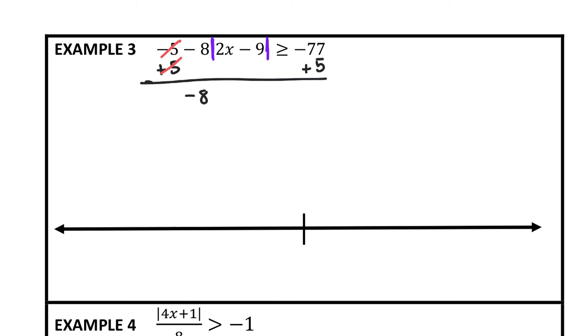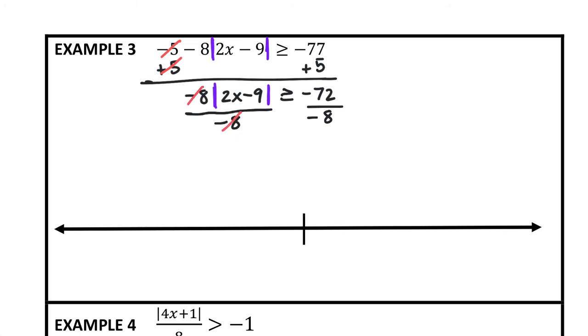Bring down the negative 8. Then I have the absolute value of 2x minus 9. Close the absolute value. Then greater than or equal to negative 72. Then we got to get rid of the negative 8, right? What's the opposite of multiplication? It's division. So we're going to divide negative 8 on both sides. And that's going to cancel the negative 8 here.